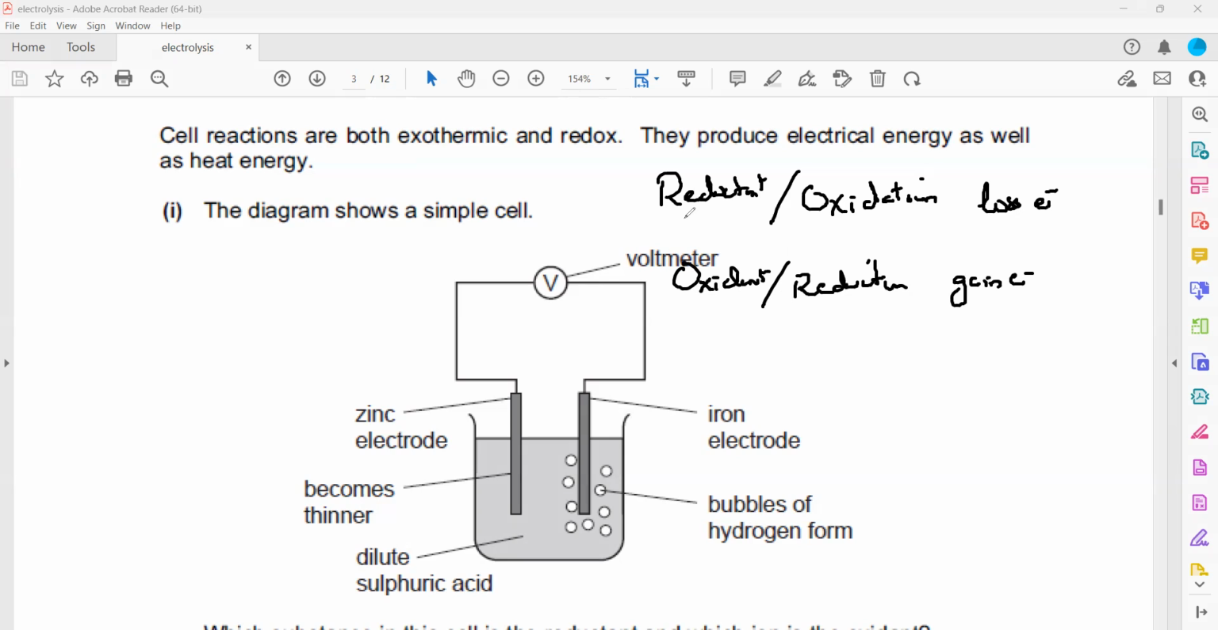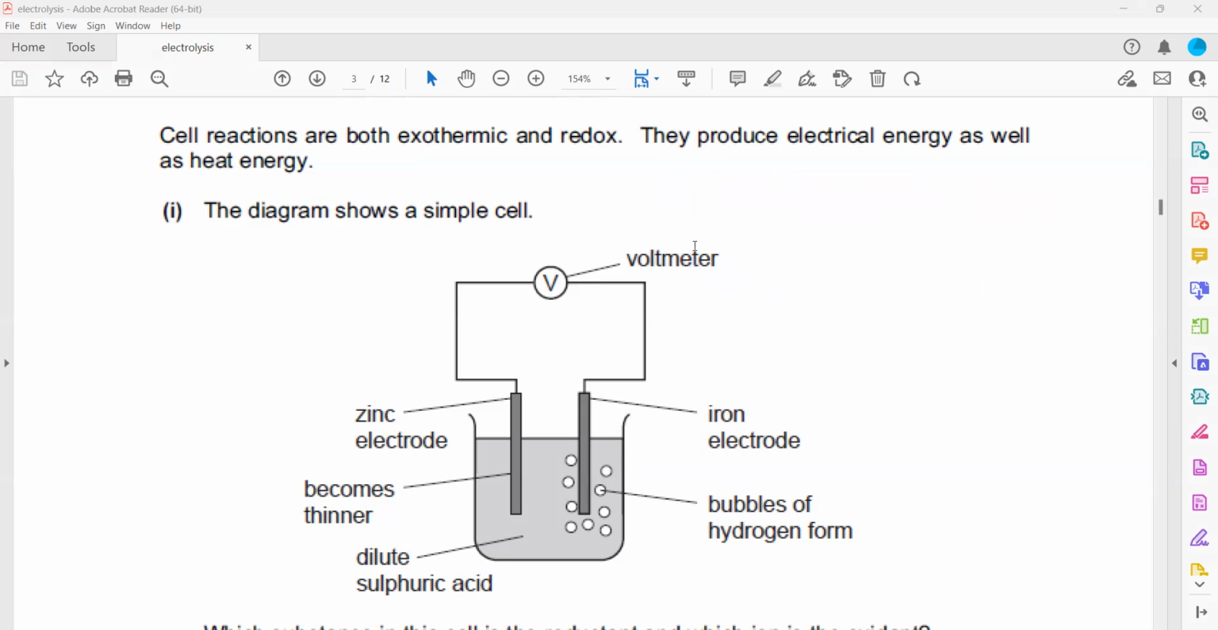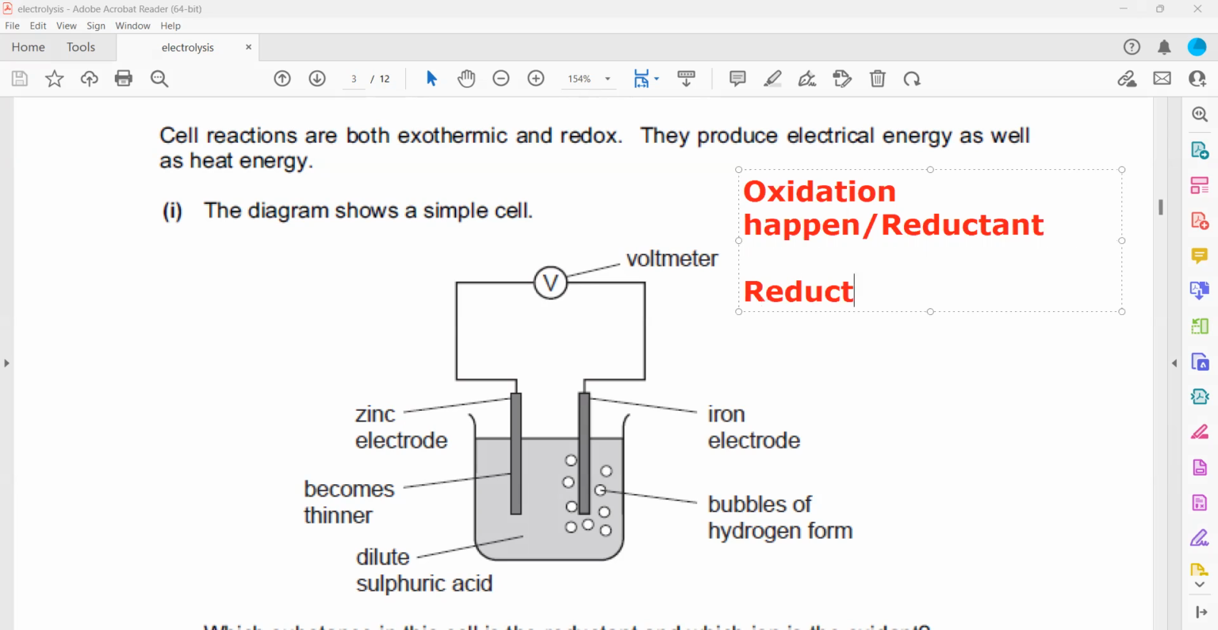Oxidant and oxidation are different things. Oxidant is the substance that helps in oxidation, but by itself it is reduced. So the two terms are a bit confusing. The substance in which oxidation occurs is known as reductant. And a substance in which reduction happens is also known as oxidant.